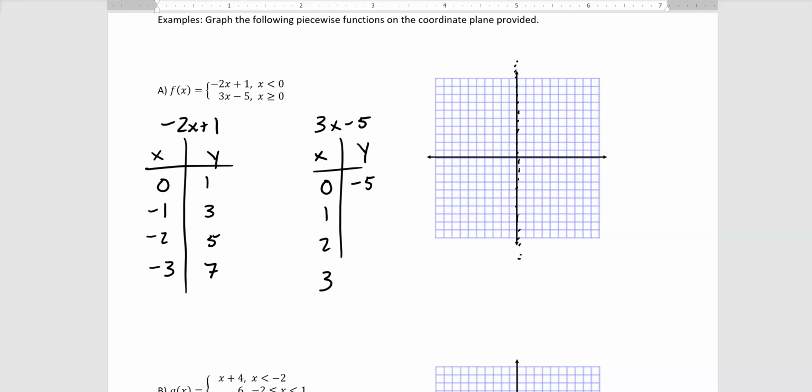3 times 1 is 3, minus 5 is -2. 3 times 2 is 6, minus 5 is 1. I can see that pattern start to develop from there as well. Okay, so now I'm going to graph both of these points. Let's start with the -2x plus 1.